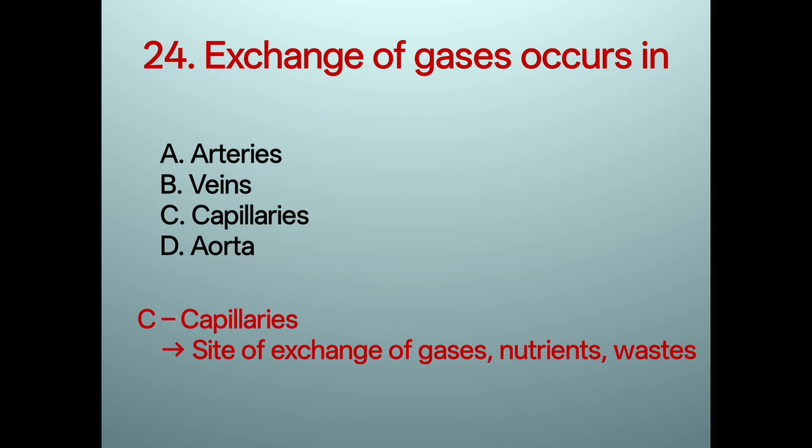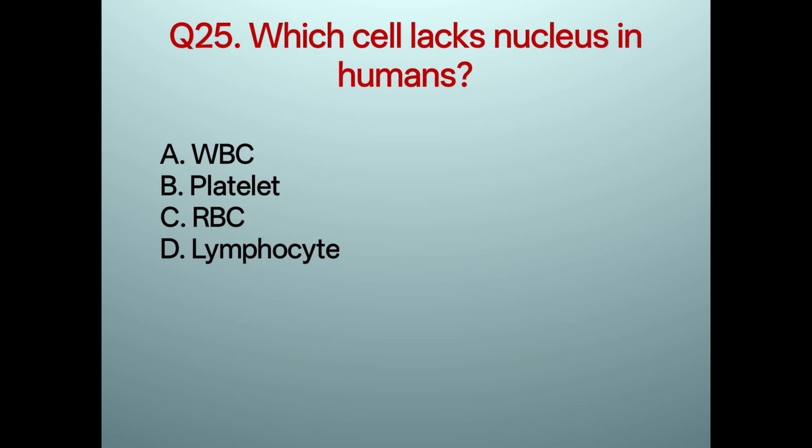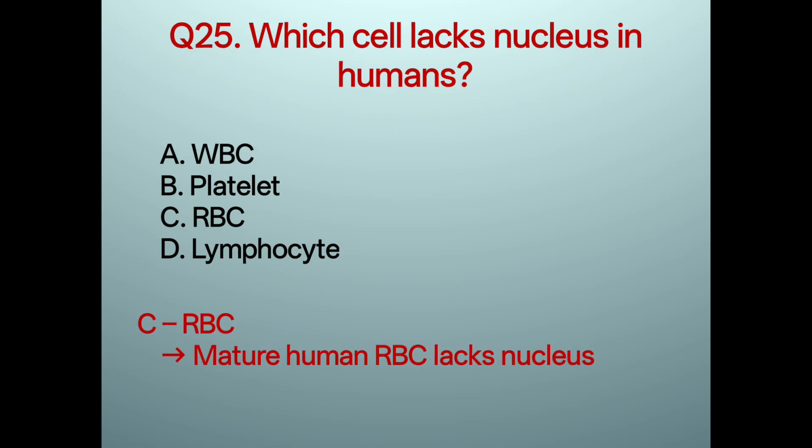The correct answer is capillaries, site of exchange of gases, nutrients, waste. 25th. Which cell lacks nucleus in humans? WBC, platelet, RBC, and lymphocytes. The correct answer is RBC. Human mature RBC lacks nucleus.